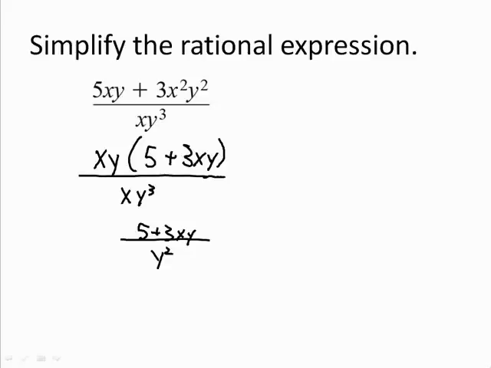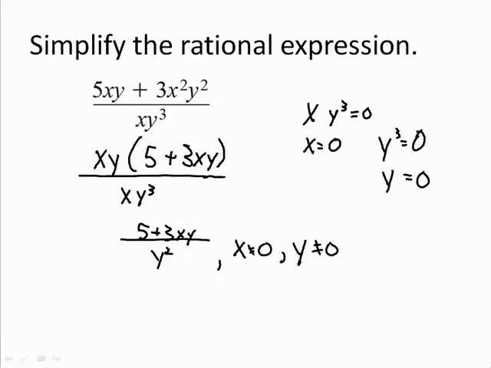This expression has to have the same domain as the original expression, so find the domain of the original expression. The denominator cannot be equal to 0. Set the denominator equal to 0 and solve for x and y. xy cubed equals 0. This expression is equal to 0 when either factor is equal to 0, so set each factor equal to 0. x equals 0 or y cubed equals 0. Take the cube root of both sides. y equals 0. So the simplified expression is 5 plus 3xy divided by y squared, where x is not equal to 0 and y is not equal to 0.